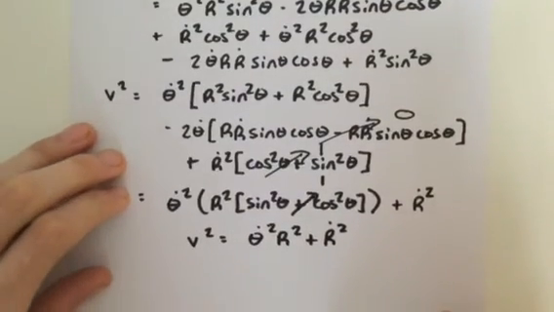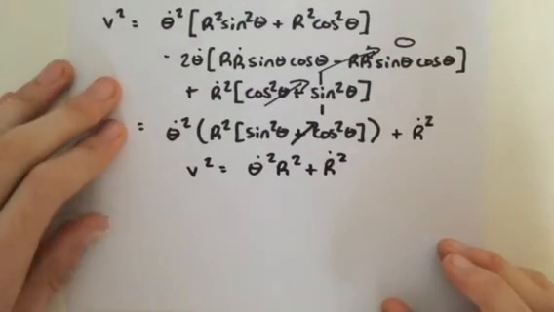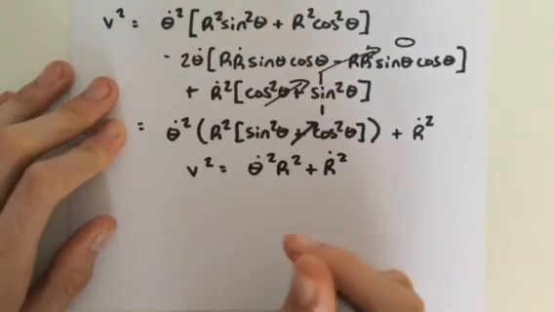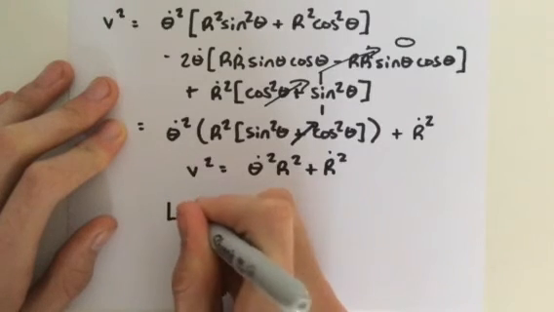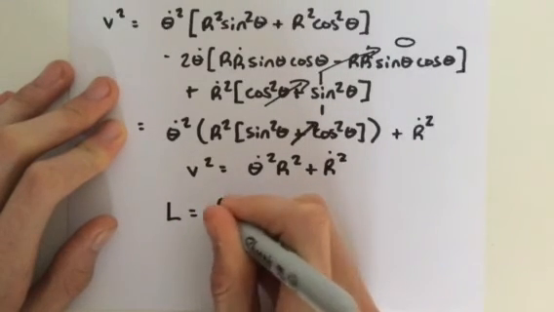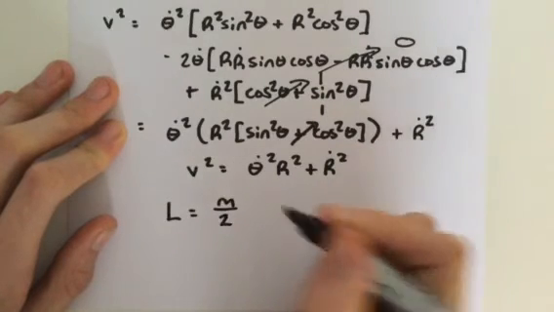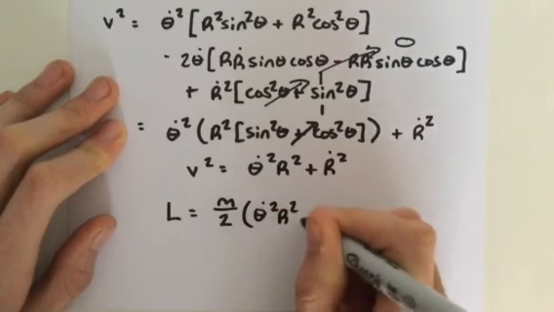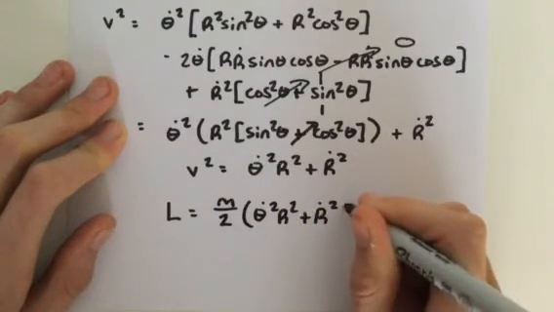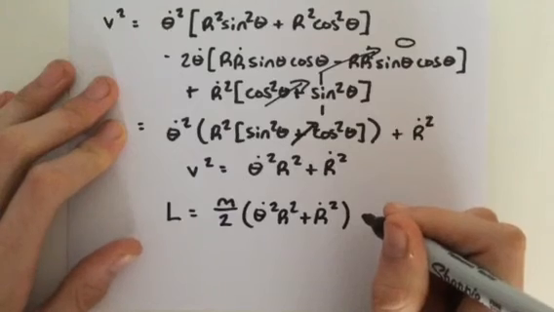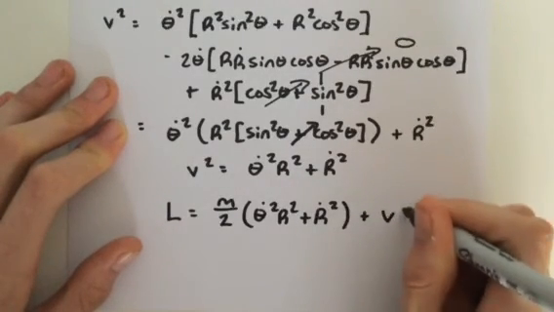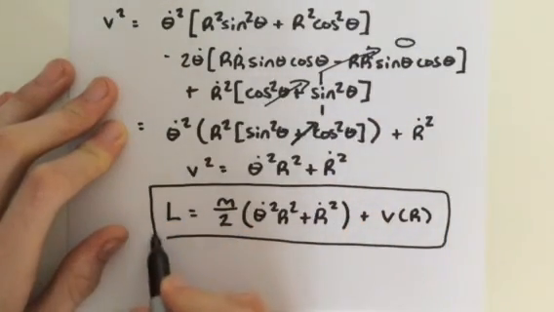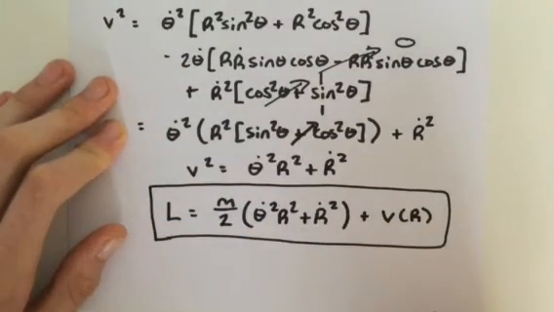Okay, now it's very easy to compute our Lagrangian. Our Lagrangian is simply going to be our kinetic energy minus our potential energy. So therefore, our Lagrangian is going to equal m over 2, okay, half mv squared for kinetic energy, multiplied by our velocity squared, which is simply theta dot squared r squared plus r dot squared. This is all in polar coordinates, okay? And of course we add our potential energy, which is a function of our radius. Okay, and there is the Lagrangian in polar coordinates for a particle in circular motion or in a circular orbit.